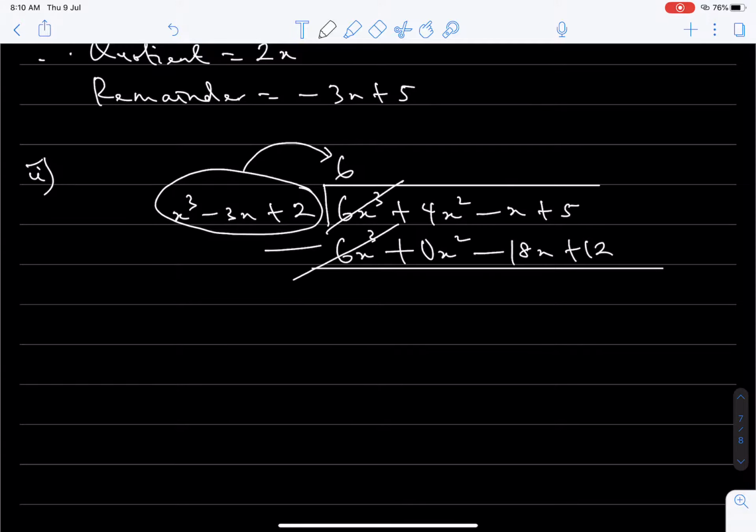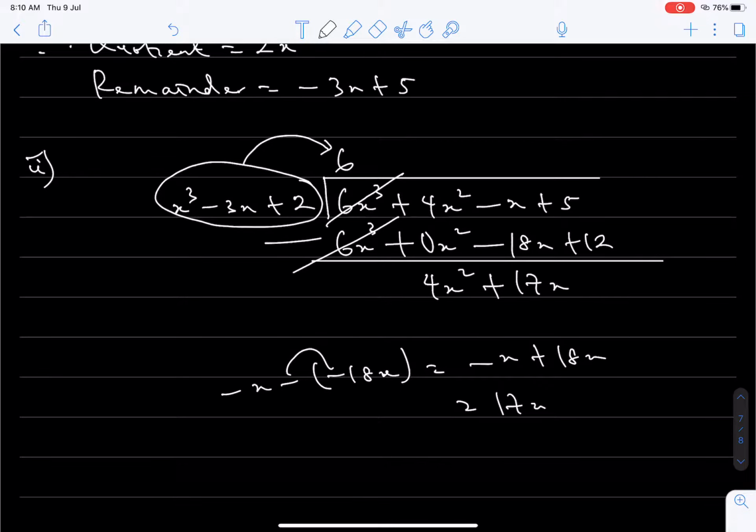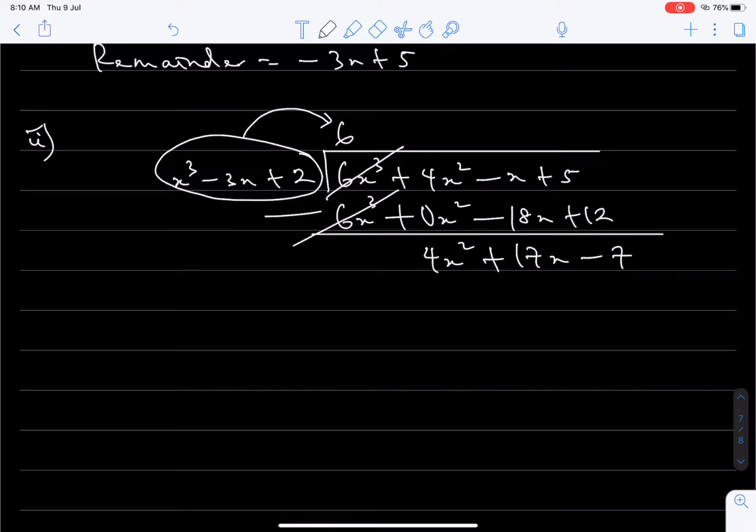Now you subtract. 6x cubed minus 6x cubed is 0. 4x squared minus 0x squared is 4x squared. Now minus x minus 18x is the same as minus x, and of course, minus times minus is plus 18x, which is 17x. So we have 17x, and now 5 minus 12 is minus 7. So let's see. The degree of 4x squared is less than that of x cubed, so we can't divide further. We just stop there.